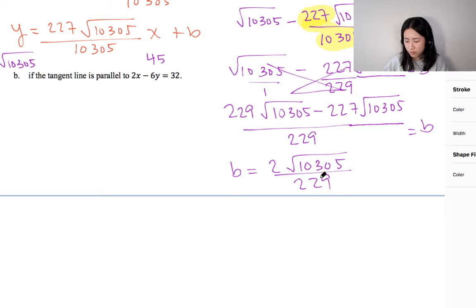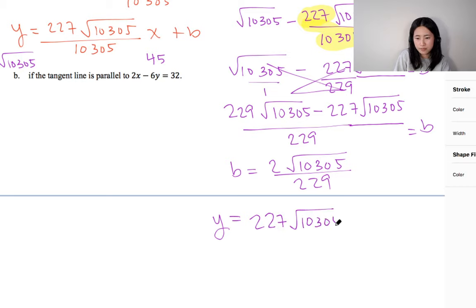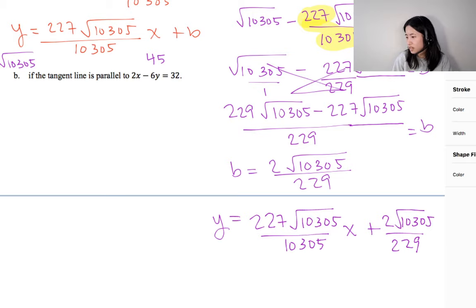So let's go back to writing y is equal to mx plus b, since we know what b is, right? So again, the equation of your tangent line is equal to y times m. Our m was this, right? 227 times the square root of 10,305 divided by 10,305 times x, right? Plus b. So this is our b. 2 square root of 10,305 over 229.